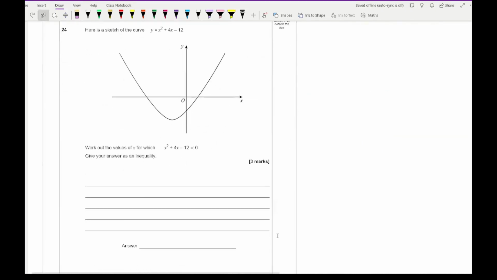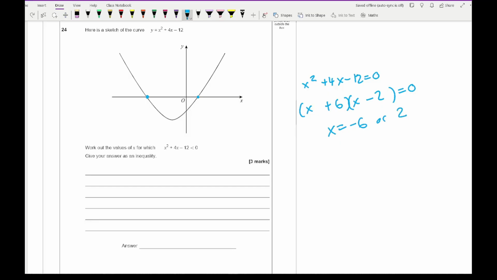Now moving on to question 24, it says here is a sketch of y equals x squared plus 4x minus 12, and the question is asking us to work out the values of x for which x squared plus 4x minus 12 is less than 0. And it says give your answer as an inequality. Now the first thing we need to do is find out what these 2 points here are. To find those points, I need to factorize and solve x squared plus 4x minus 12 equals 0. That does factorize to give me 6 and 2, with plus and minus, equals 0. So x equals minus 6 or x equals positive 2.